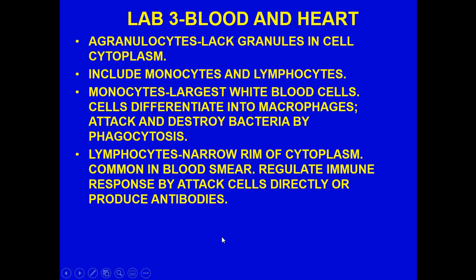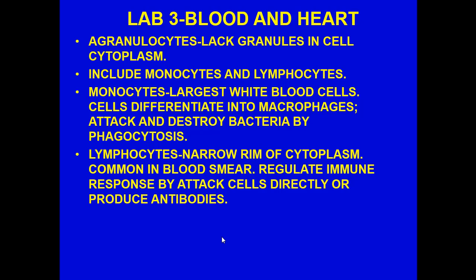Now, let's talk about agranulocytes. They lack the granules in the cell cytoplasm, and they include monocytes and lymphocytes. Monocytes are the largest white blood cell. The cells differentiate into macrophages. They will attack and destroy bacteria by phagocytosis.